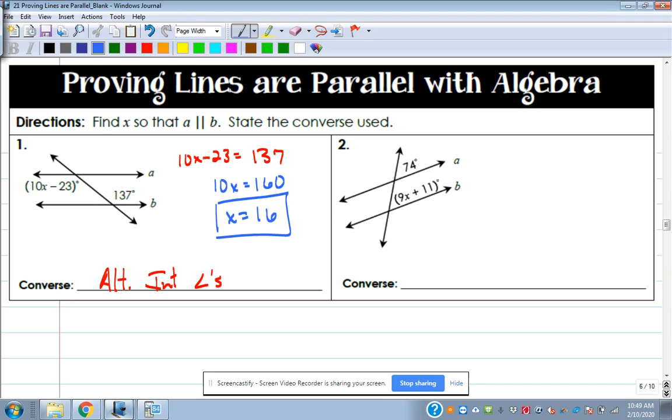All right, number 2. Corresponding. So they're congruent to one another, so 9x plus 11 equals 74. If you did it the other way, it's fine. So 9x is equal to 63, x is 7.